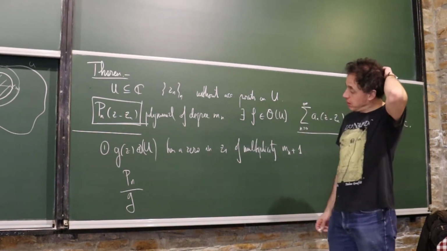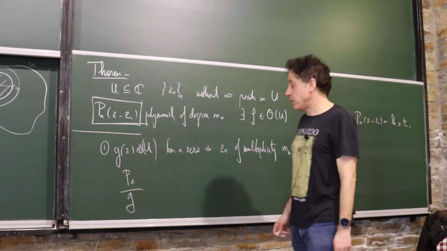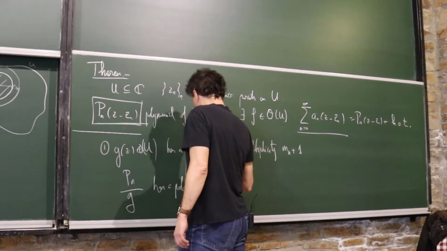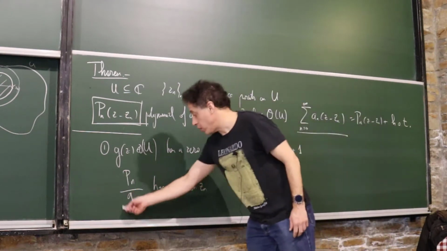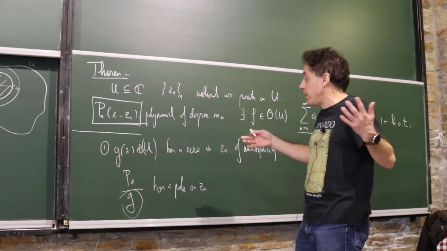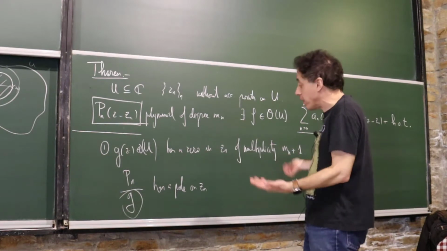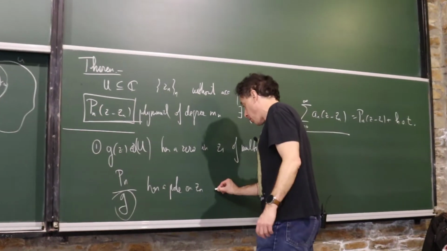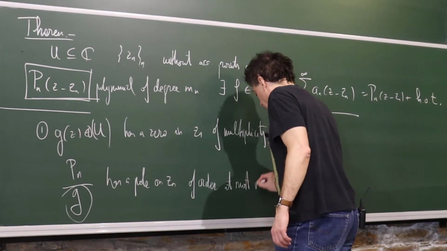So this is a function defined in a neighborhood having a pole on Zn of order at most m plus 1, because G has a zero of order m plus 1. Perhaps Pn has also a zero, so perhaps the order of the pole is smaller than m plus 1, but at most the order is m plus 1.